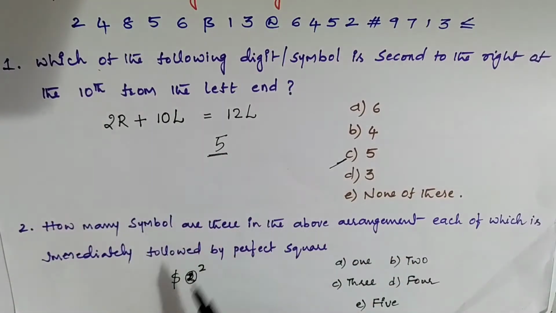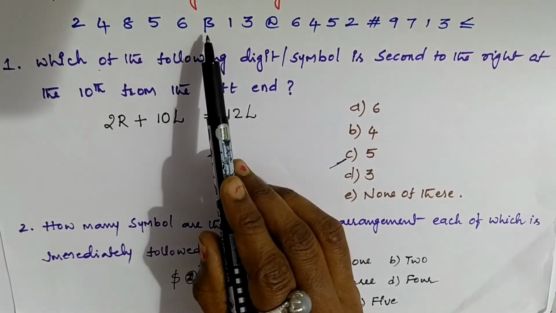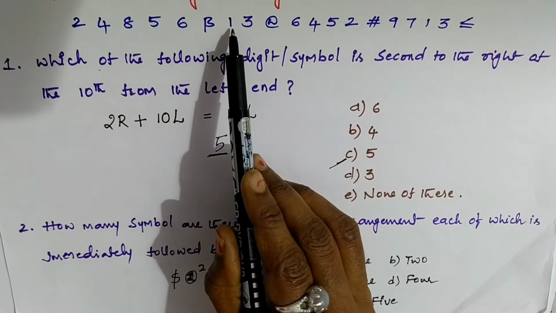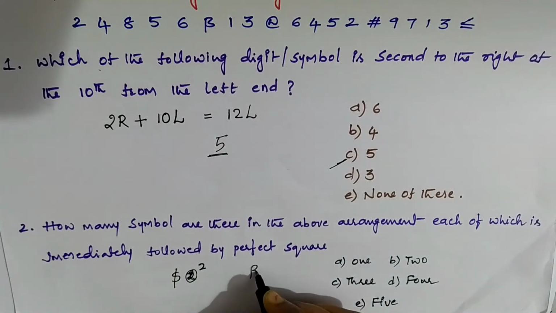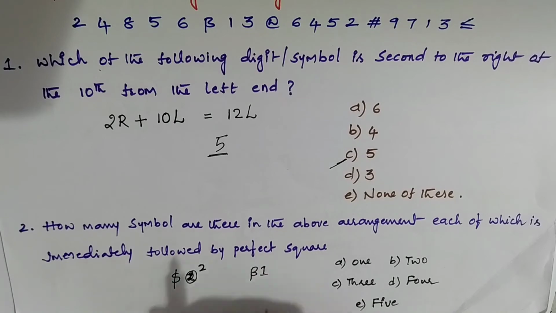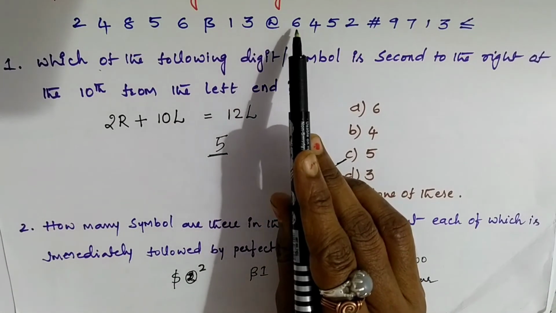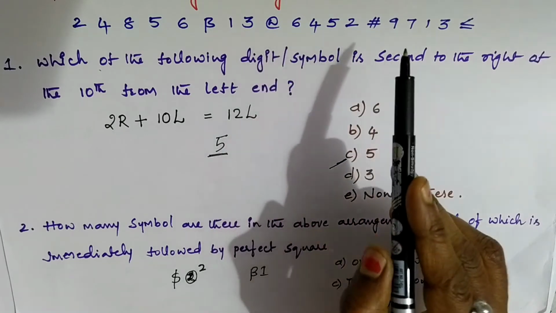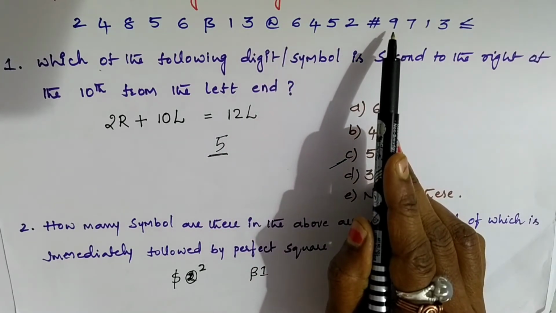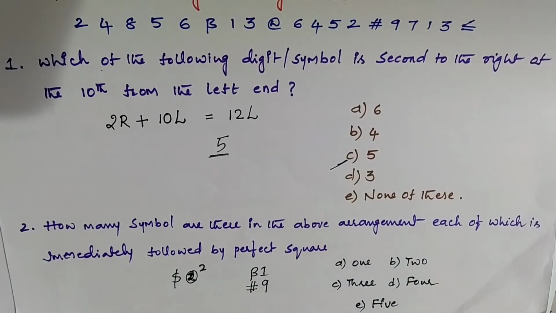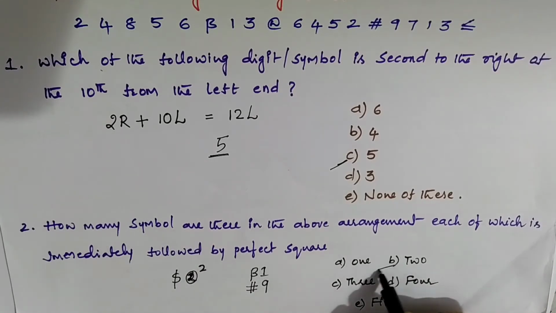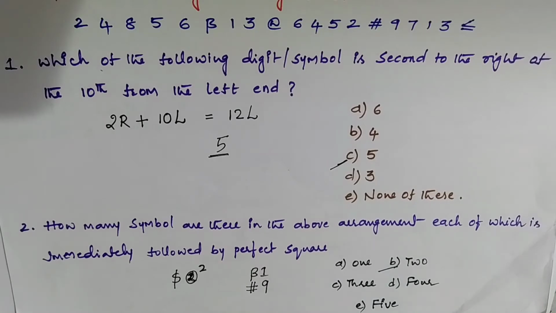See the sequence. First, concentrate on symbols. Here, beta is there. 1 is also a perfect square. Beta is followed by a perfect square. I am writing here beta 1. Next, 8, 6. 6 is not a perfect square. Hash, 9. 9 is a perfect square. Here, 2 are there. Option is B. This is the way of finding the elements in the arrangement.